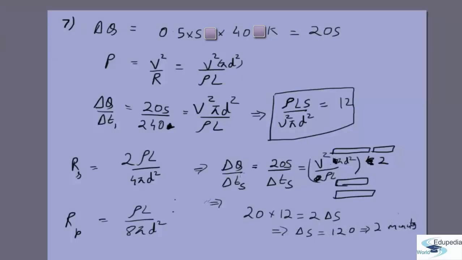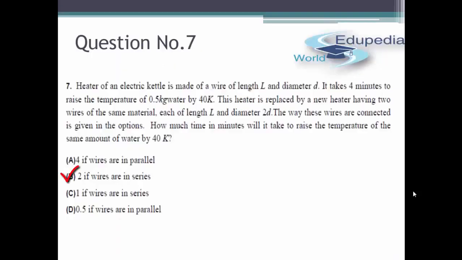in series. In parallel, you can do so yourself. There's an 8 over here, so instead of there being rho L by 4 pi d squared, we'll have rho L by 8 pi d squared, and there'll not be a factor of 2 here. So instead of 2, we'll have a factor of 8 here. So the answer will be divided by 4. You can do it for yourself. So it will be 0.5 minutes in parallel. So the answer is B and D. Thank you.